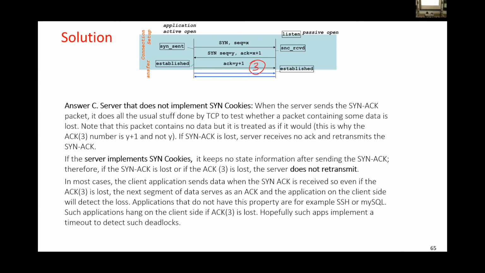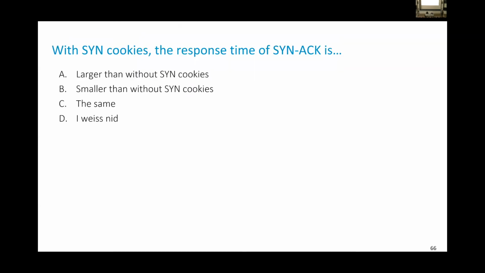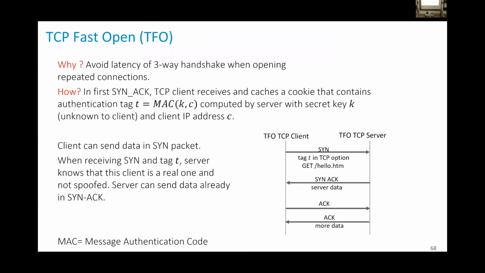So there are small side effects in the code. This is an example of why things don't work sometimes on the internet. Let me skip this and jump to yet another optimization that is also very widespread. It's present in Linux, Windows, Macintosh. It's called TCP Fast Open.